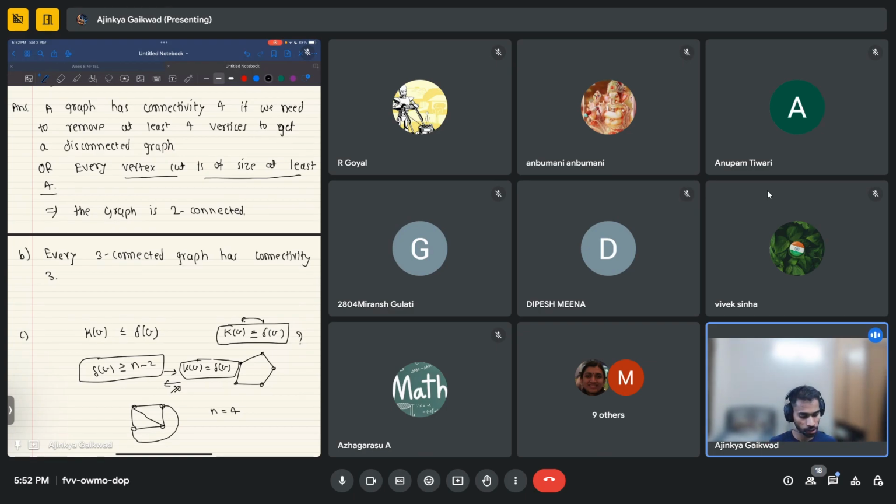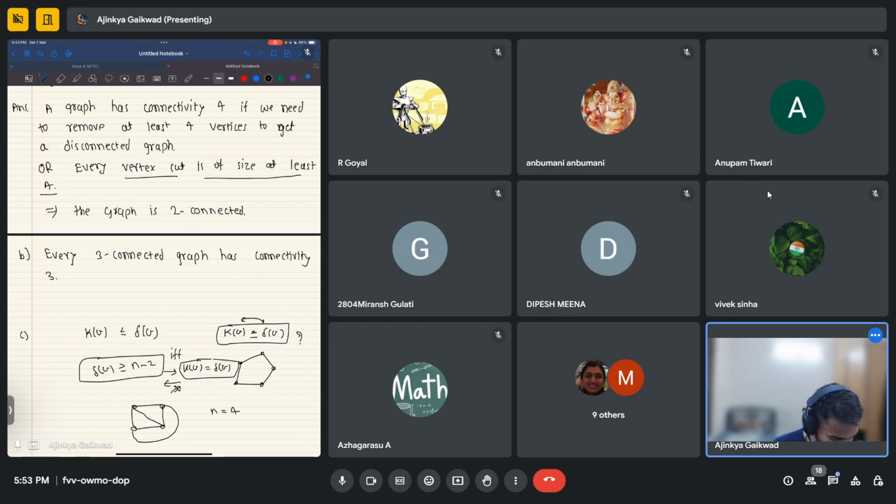So k of g is equal to delta of g if and only if delta g is at least n minus 2. This statement is not true. This is not a characterization. This is called a sufficient condition. If something is true, then k of g is equal to delta g. As long as this statement is true, the first statement, k of g is equal to delta of g, this is called a sufficient condition. If the other way is also true, if k of g is equal to delta g, then that statement is true, then I would say that this is a characterization, right?